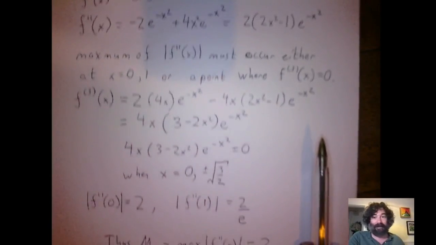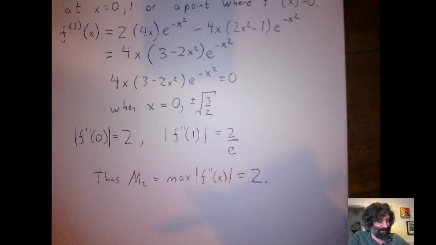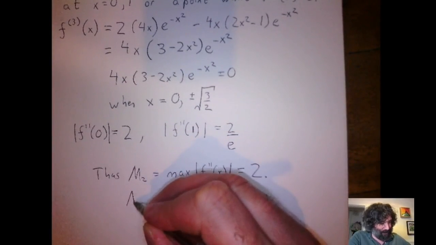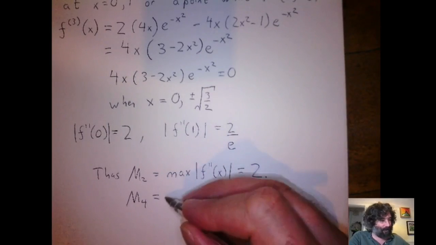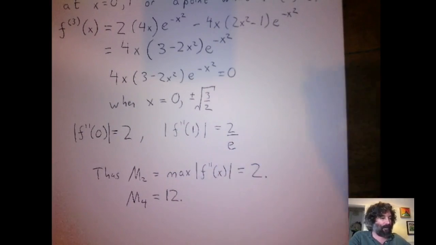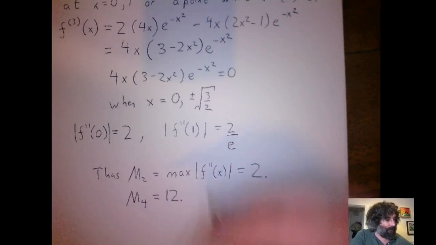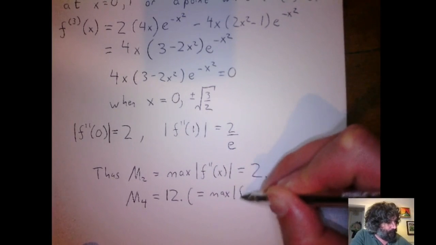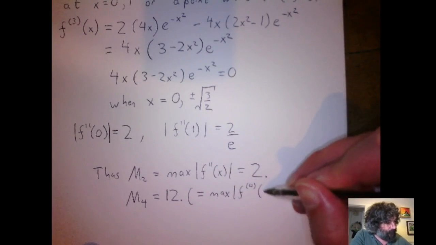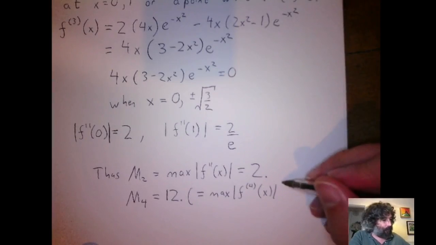And this is actually quite a technical calculation. If you want a challenge, then I suggest you try it and work it out. If you work through this, you find m4 is equal to 12. That's the maximum value of the fourth derivative. So just to remember, the maximum value of the fourth derivative of f for x in this interval.